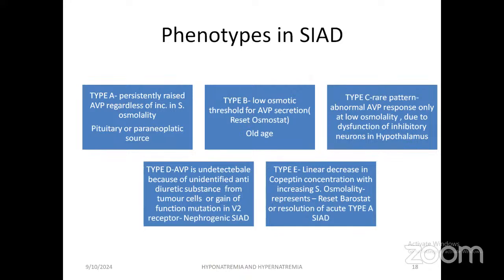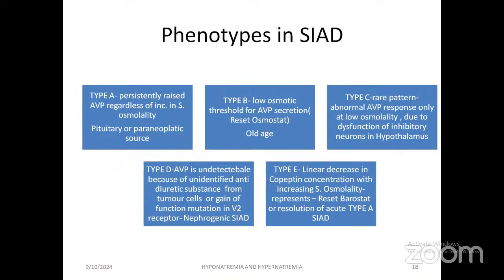Coming to phenotypes in SIAD, initially 4 phenotypes were isolated, and now a 5th phenotype has been added to it: Type A, Type B, Type C, Type D, and Type E. In Type A, there is persistently raised arginine vasopressin regardless of increase in serum osmolality. We can see this in pituitary or paraneoplastic sources. In Type B, there is a low osmotic threshold for AVP secretion seen in reset osmostat, that is, in old age.